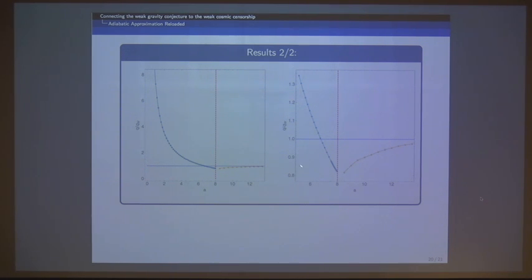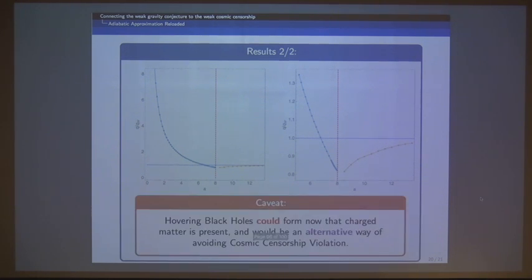So I think the fact that it lies exactly at one is, of course, strong evidence for this scenario. Maybe there are others where this is not the case. Caveat: we have not included hovering black holes in this calculation, so maybe even here you can be saved by forming hovering black holes. But I don't know.